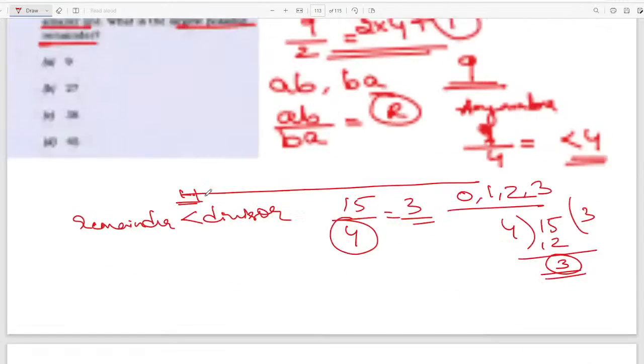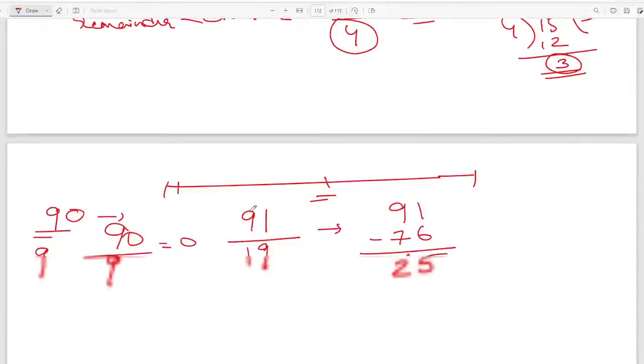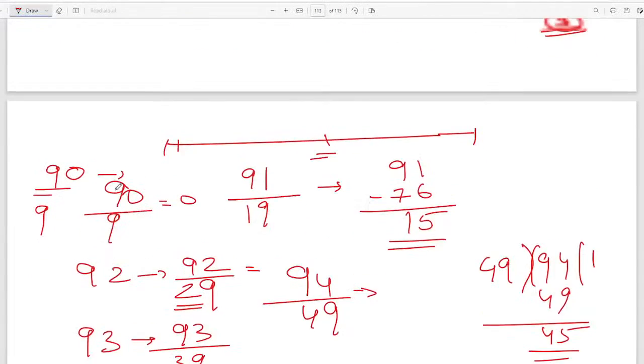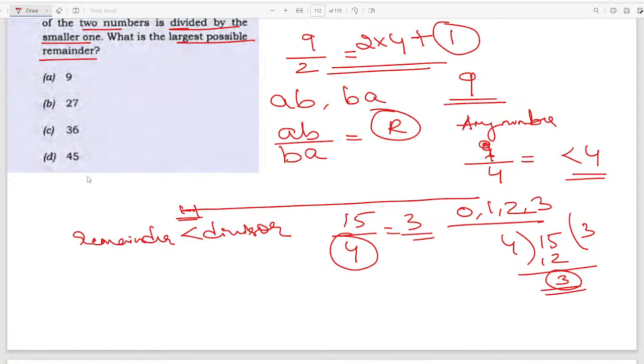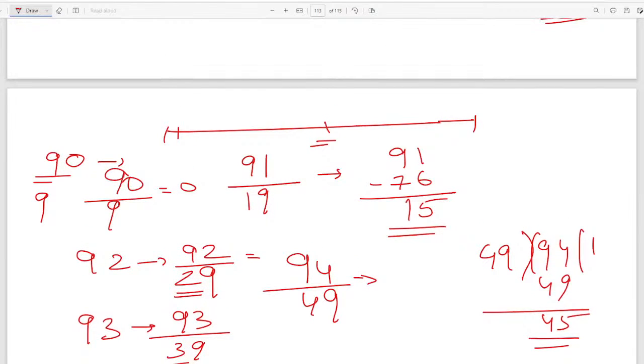Is this number there in the options? Yes, this is there. This is the highest number and it is an option also. The correct answer would be 45. 94 and 49. I hope this is clear. If you have any doubts, please ask.